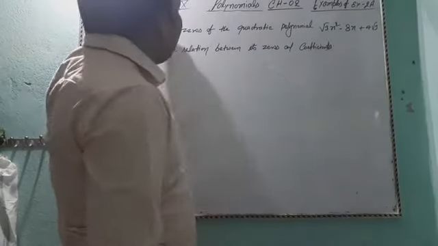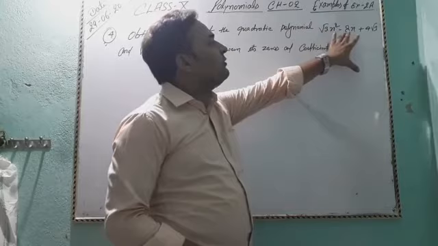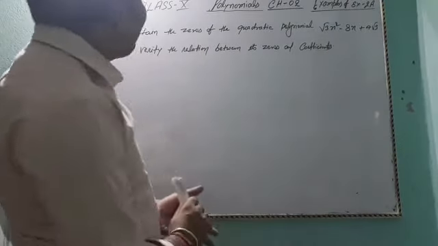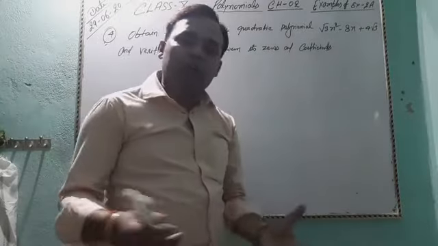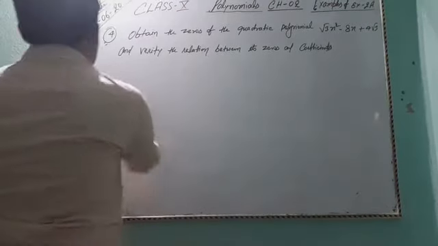Obtain the zeros of the quadratic polynomial √3x² minus 8x plus 4√3 and verify the relation between its zeros and the coefficients. Same question. So let's start the solution.